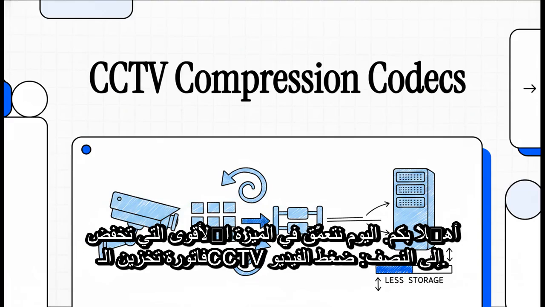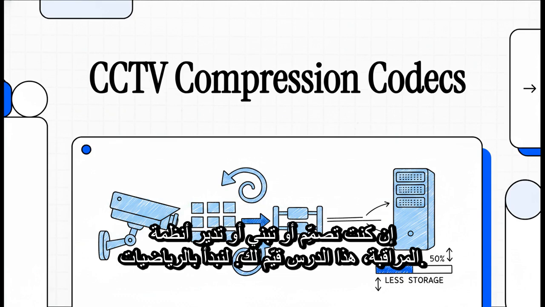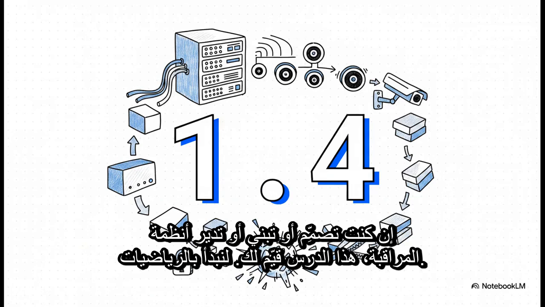Welcome, engineers. Today, we're jumping right into the precise mechanics of literally the single most powerful feature that can cut your enterprise CCTV storage bills exactly in half. We're talking about video compression codecs. If you design, build, or manage surveillance networks, this explainer is going to be incredibly valuable for you. So let's just get right into the math.